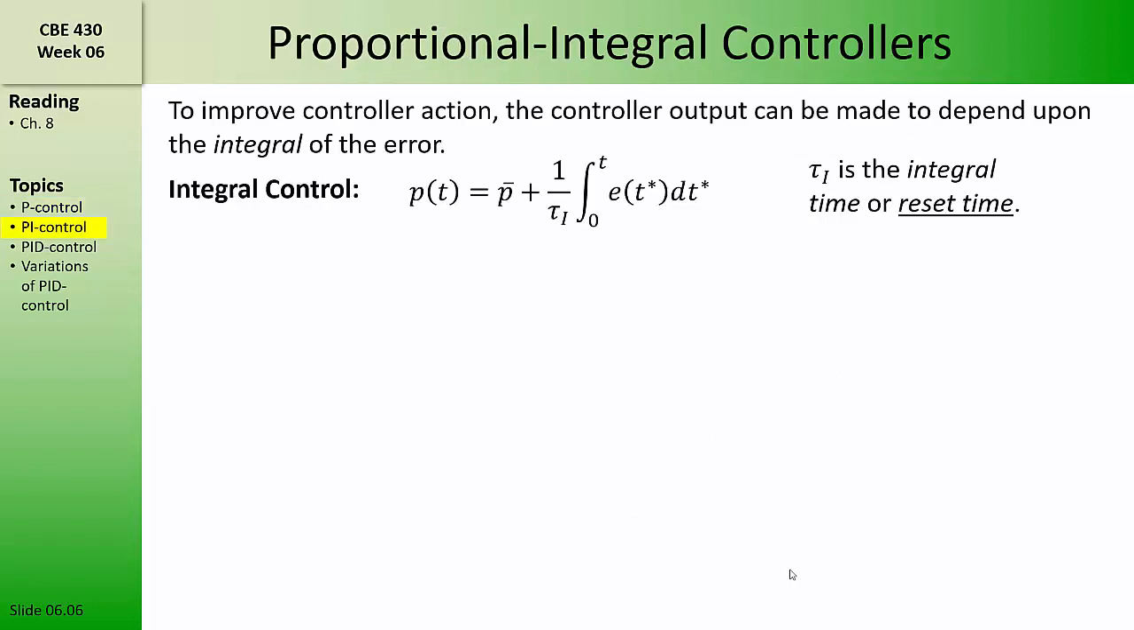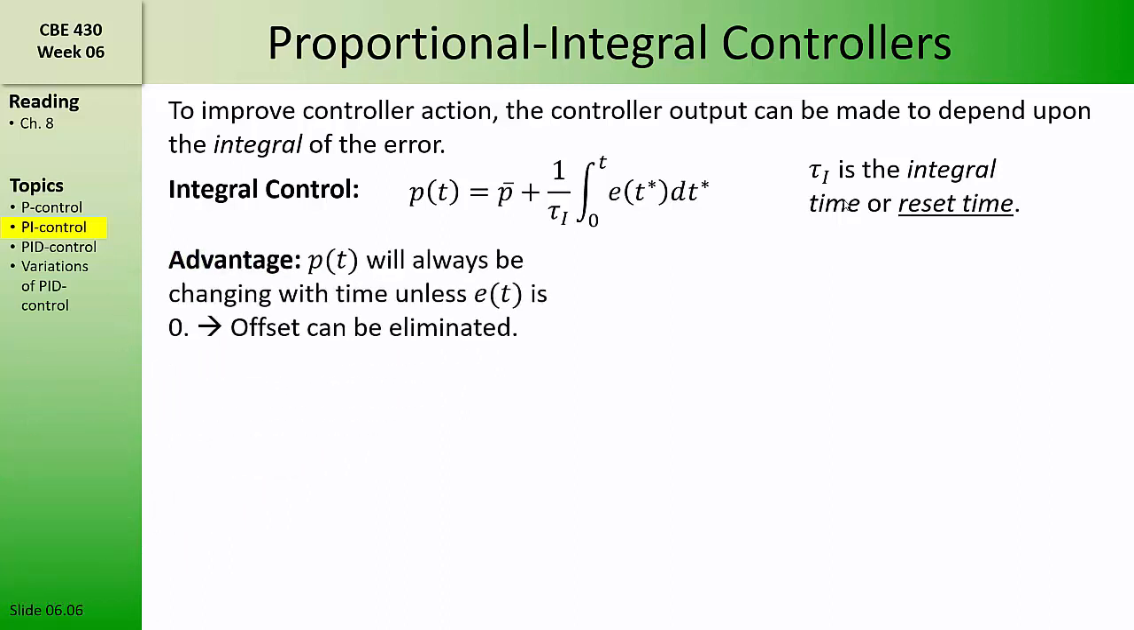To improve the controller action, and often to eliminate steady state offset, the controller output can be made to depend upon the integral of the error. Integral controllers compute the controller output by adding the bias to the integral of the error signal, where tau I is a controller tuning parameter called the integral time or the reset time.